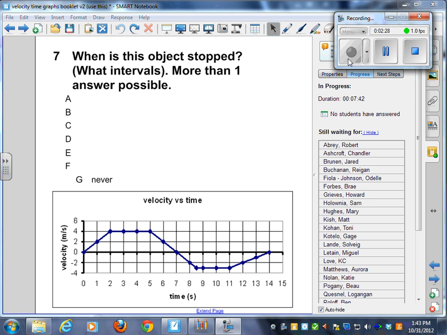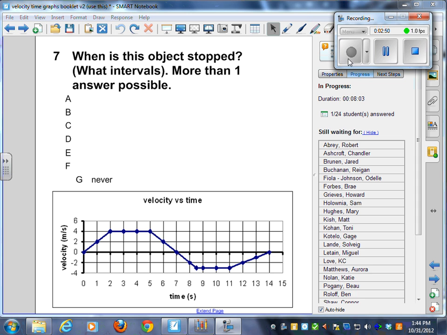Okay, when you get to number 7, here's what happens at the bottom. At the bottom of the page, and I have a new version now, but you guys have the old version, where it says, when is this object stopped? So stopped is question number 7. Moving backward is number 8. Slowing down is number 9. Speeding up is number 10. And constant speed is number 11.